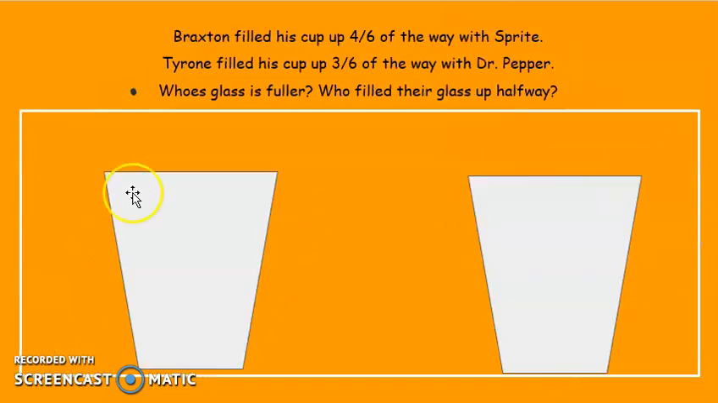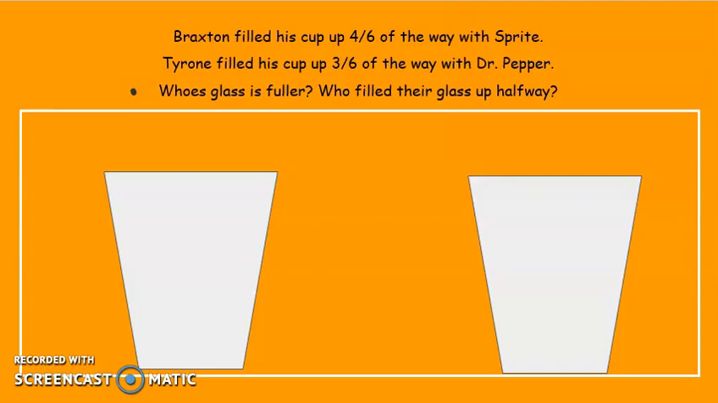We're going to move on now to an irregular shape. See if we can figure out a fraction with a bit of an irregular shape. Our problem here is Braxton filled his cup up 4/6 of the way with Sprite. Tyrone filled his cup up 3/6 of the way with Dr Pepper. Whose glass is fuller? Who filled their glass up halfway?